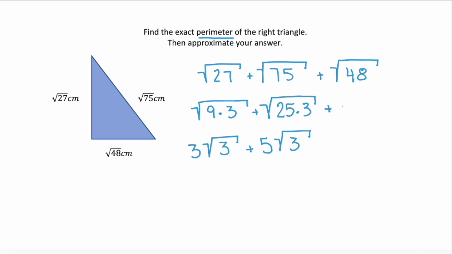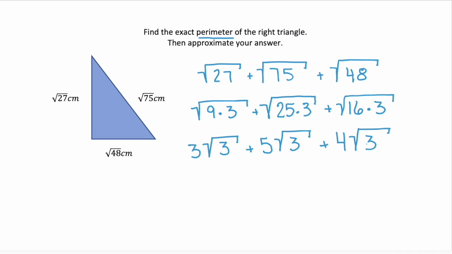So let's try to do the same with the third. Is 48 something times 3? Well, 48 divided by 3 tells me 16. And look at that, 16 is a perfect square. The square root of 16 is 4. So this simplifies to 4 square root of 3.